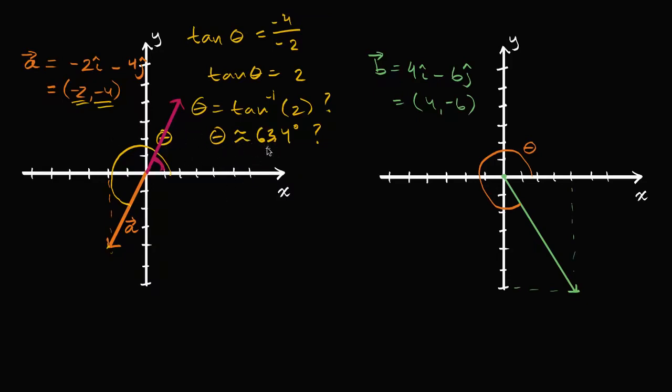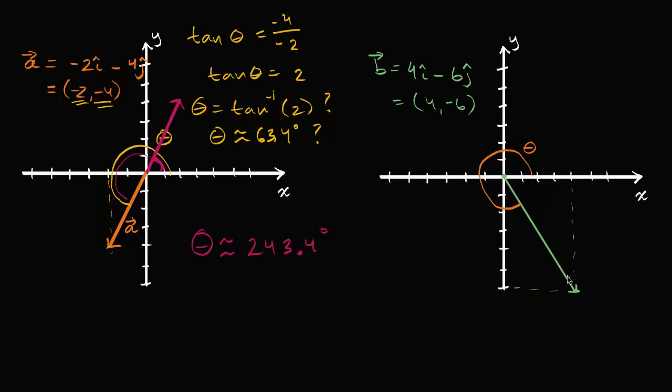So it's not going to be 63.4 degrees. It's going to be that plus another 180 degrees to go all the way over here. So theta is going to be approximately, because I still rounded, 180 plus 63.4 degrees. 180 plus 60 is 240, so 243.4 degrees.